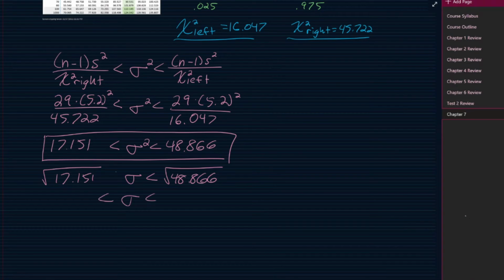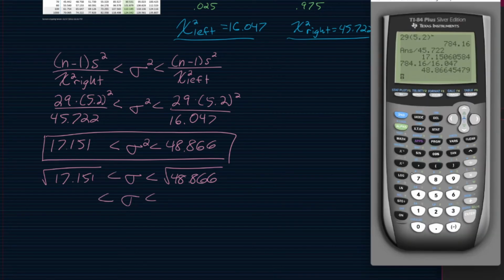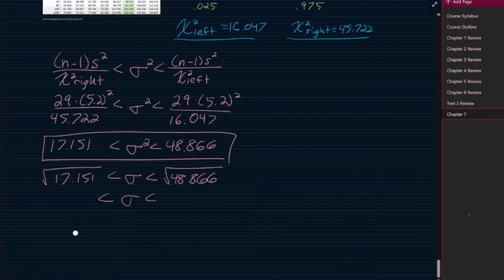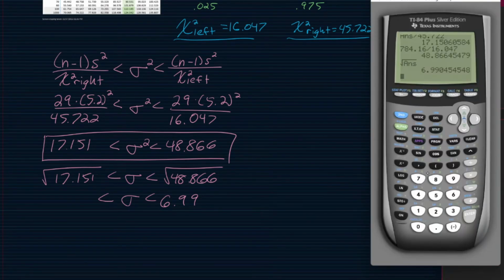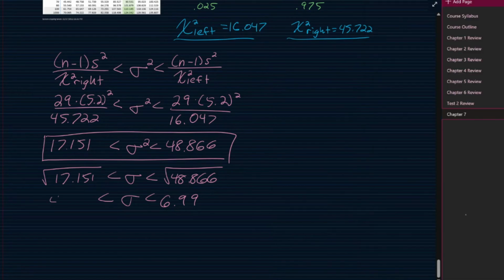So let me square root this one. Just going to put answer to get the fully accurate version. But I'm going to round anyway, so we end up getting 6.99 here. And our lower bound, it's the square root of this answer, which is approximately 4.141. And that would be the confidence interval for the standard deviation.